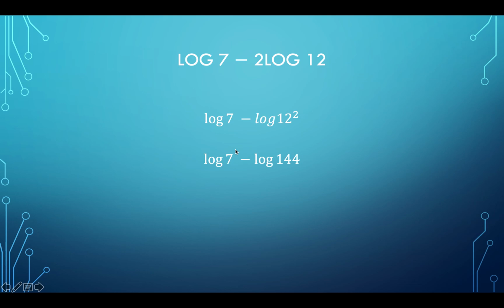Now, at this stage, you can't subtract 7 minus 144. Why? Because we're condensing logs. We're not adding and subtracting them. A subtraction sign means what? It means division. So now we have log 7 over 144. So our final answer is log 7 divided by 144.